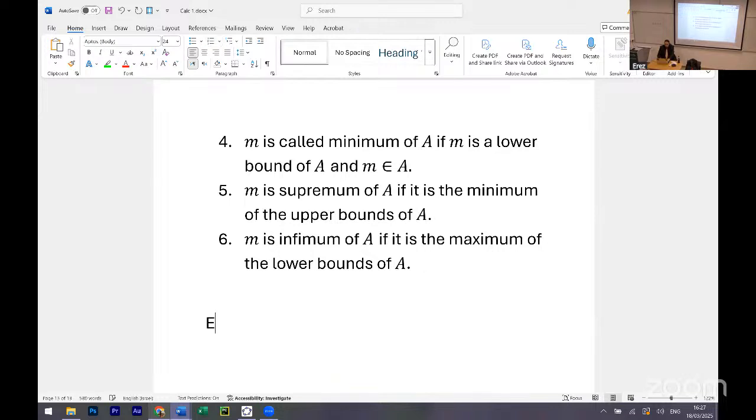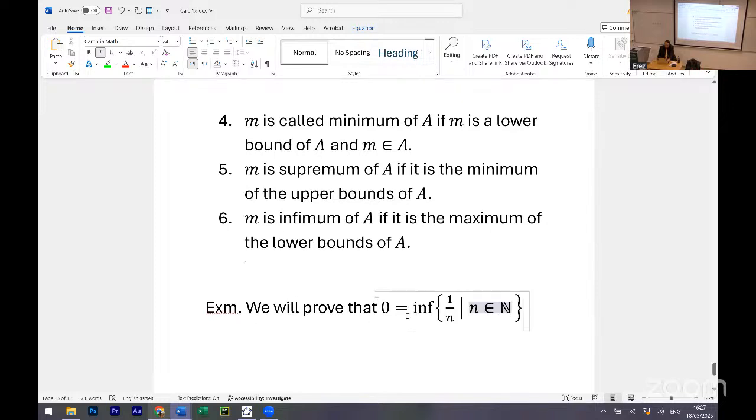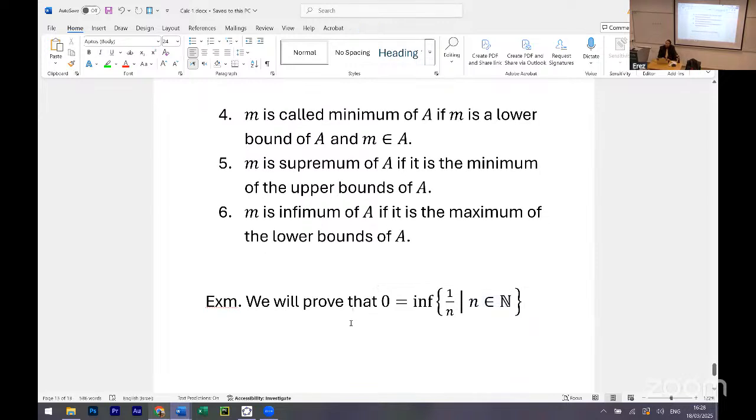For example, first example, we will prove that 0 equals the infimum of the set of 1 over n when n is natural. Right, we saw this example before. You immediately feel that the edge is 0. Now we have a mathematical definition, and we are able to prove beyond a doubt that 0 is the infimum of that set.